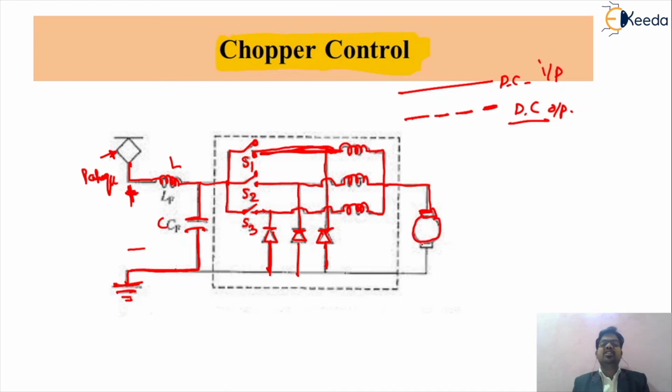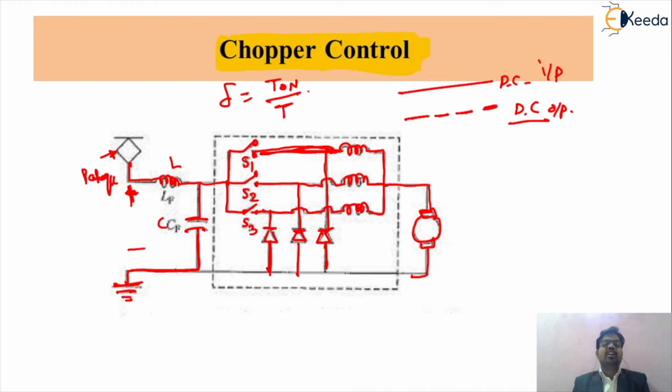By changing the switching of those particular switches, in most cases instead of the switches we use different power electronic devices, and depending upon this chopper control strategy we prefer devices called transistors. And by changing the duty cycle or the duty ratio, what do you mean by the duty ratio? It is T on divided by T, where T is the total time period.